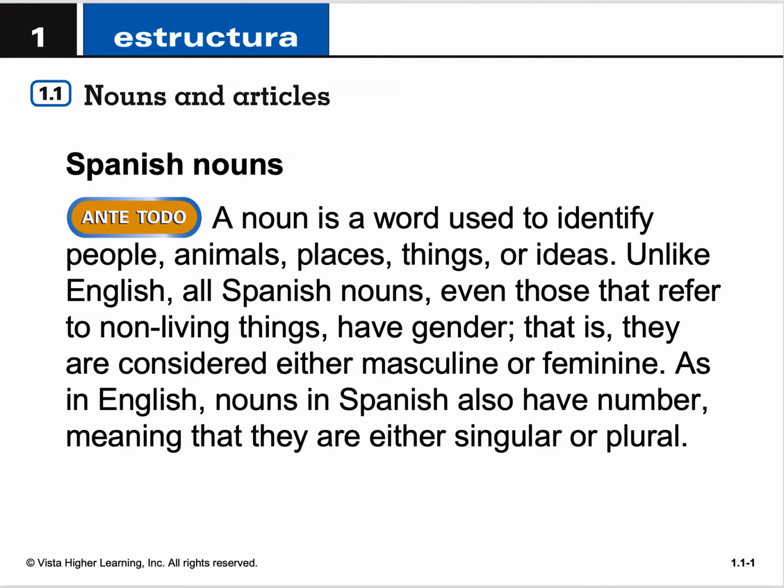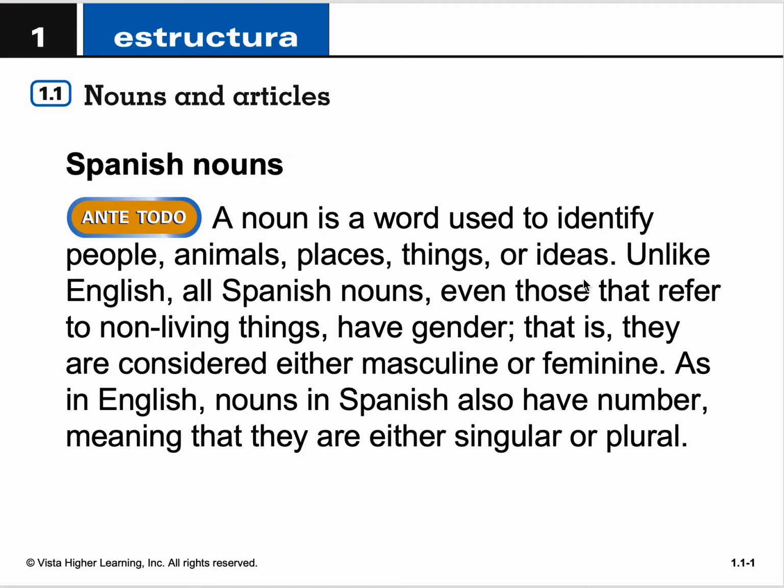This is the grammar lecture for 1.1. Each week you'll get grammar lectures for half of the assessment. So this will be the first of 2 lecture videos for the first week's assignments. The first topic we're going to tackle are Spanish nouns.